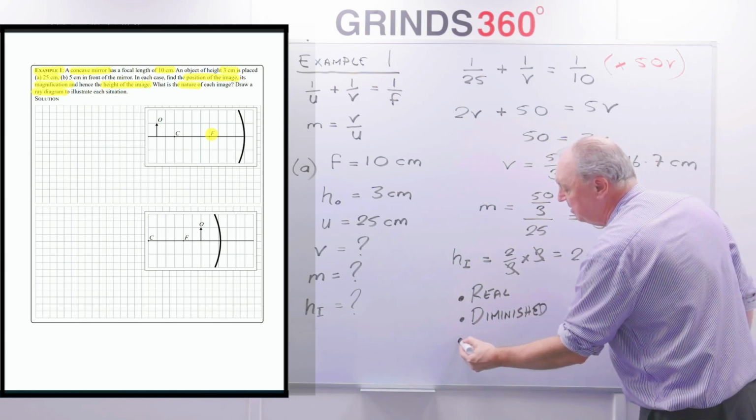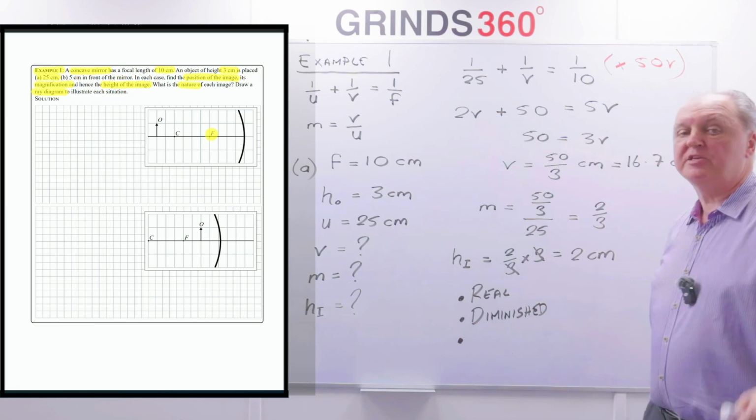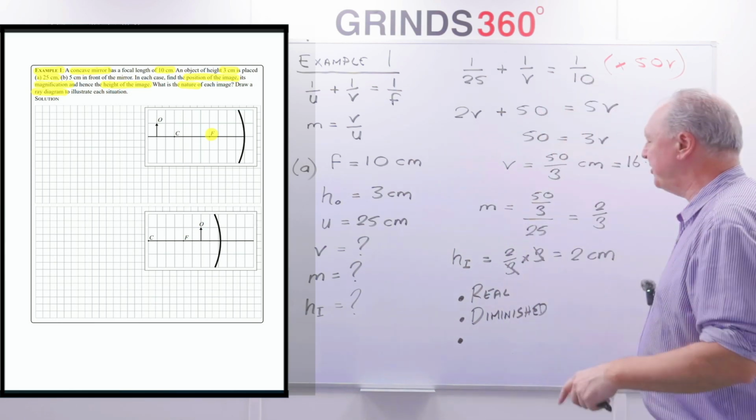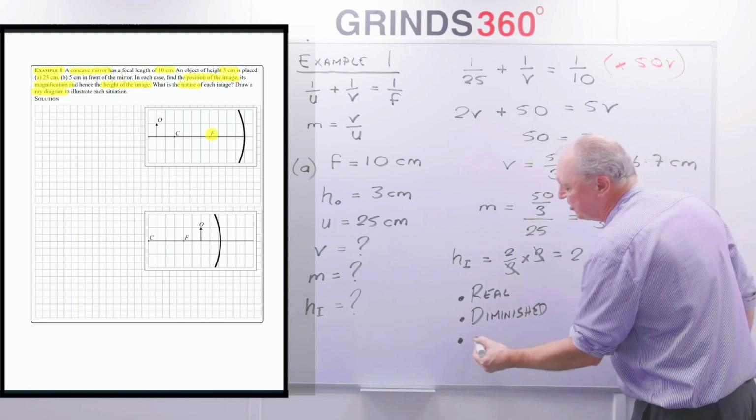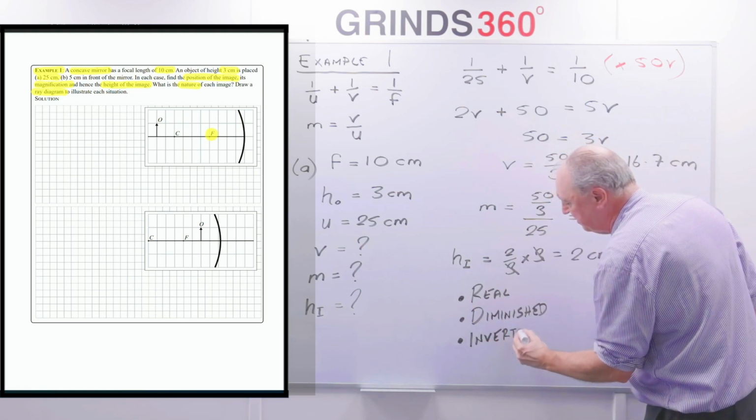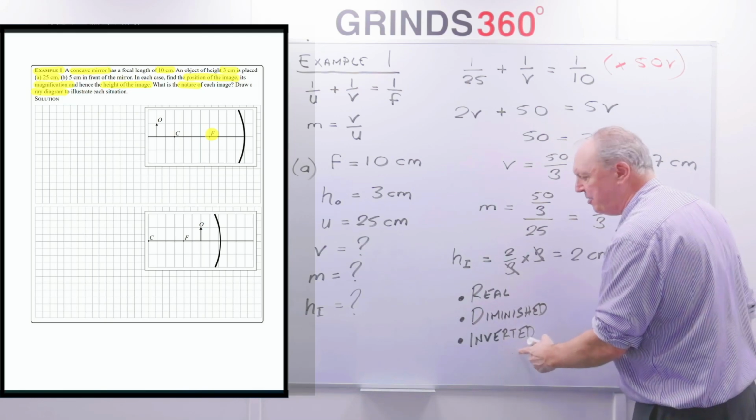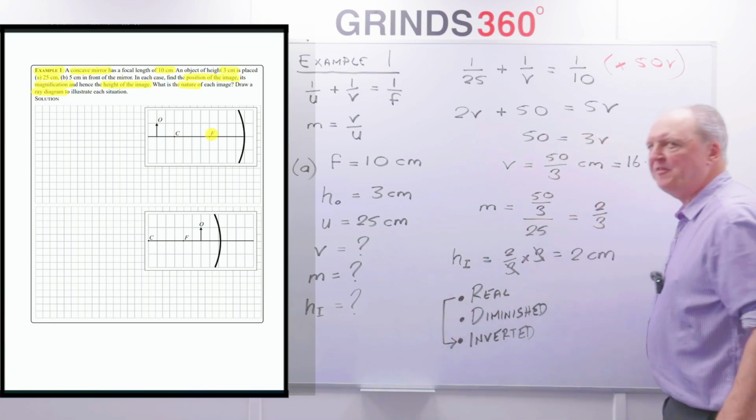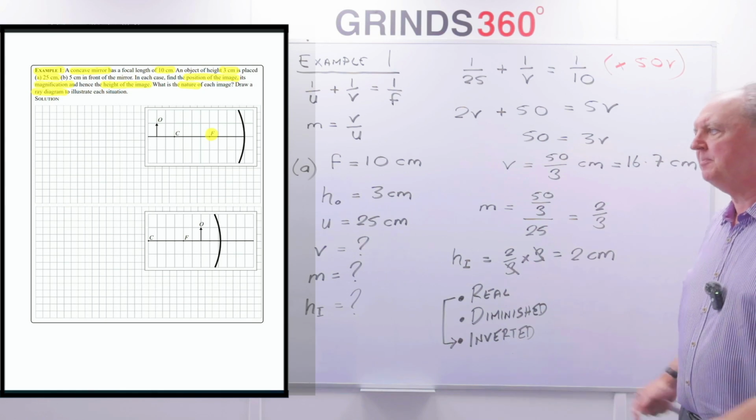And finally, the last part: is it inverted or upright? Well, you know that from the first part. All real images are inverted. So they're connected. If that was virtual, that would be upright. If that's real, that's inverted. So they are connected. So that's the nature of my image.